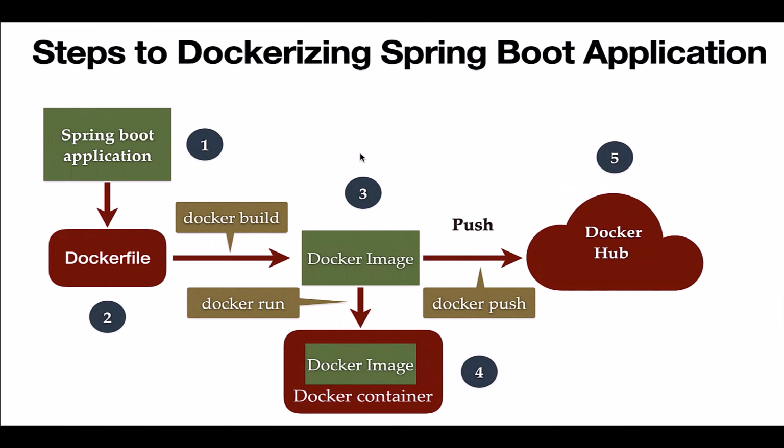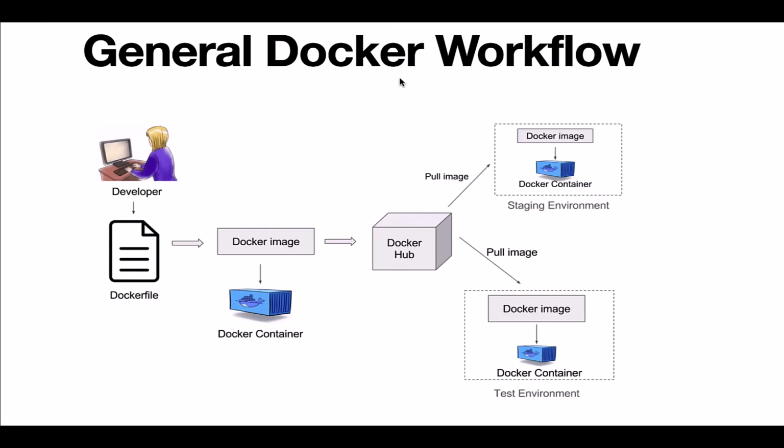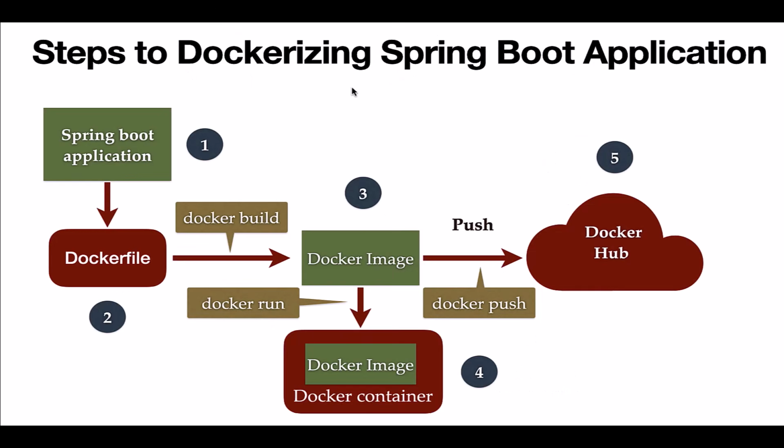Hi everyone, welcome back. In the previous lecture we have seen the general Docker workflow. In this lecture onwards we'll start Dockerizing a Spring Boot application. Here are the development steps to Dockerize a Spring Boot application. First step, we'll create a Spring Boot application and build some REST APIs. In the second step, we'll create a Dockerfile to build the Docker image for our Spring Boot application. Next, we'll see how to build the Docker image from the Dockerfile, how to run a Docker image in a Docker container, and how to push this Docker image to Docker Hub. So these are the steps that we are going to perform in order to Dockerize a Spring Boot application.